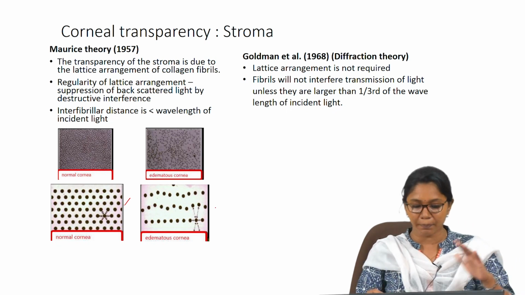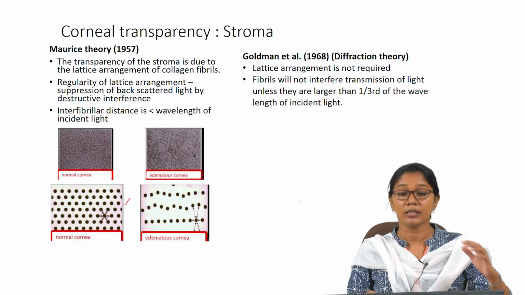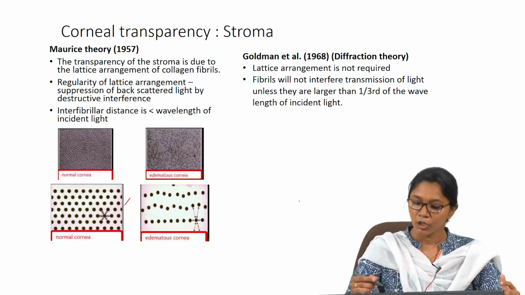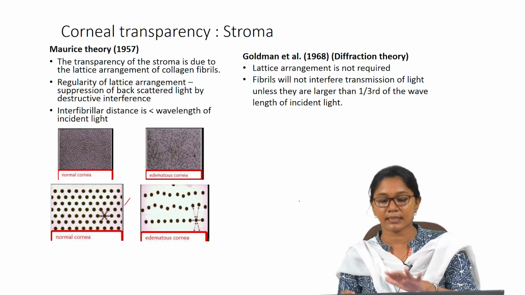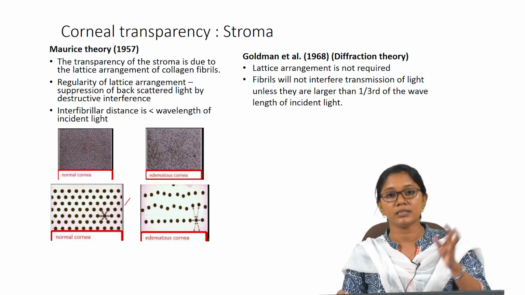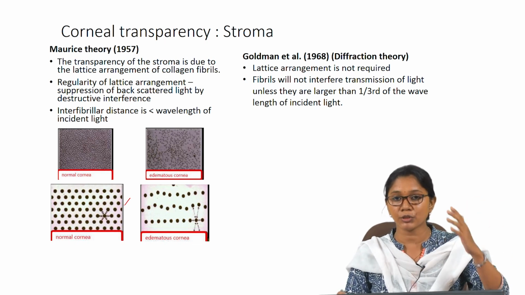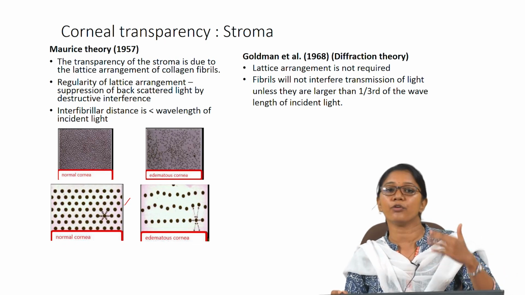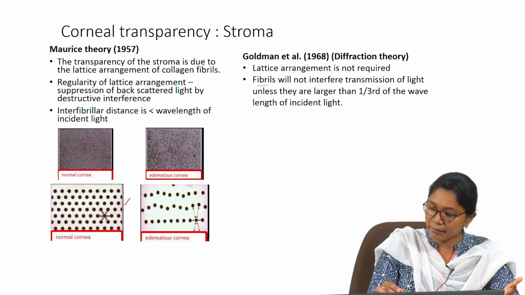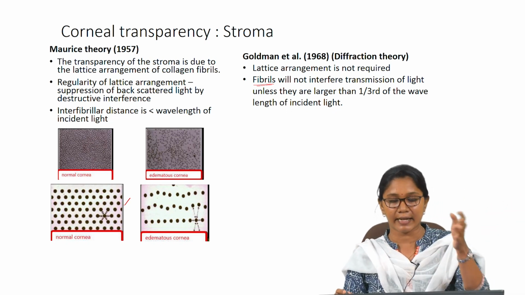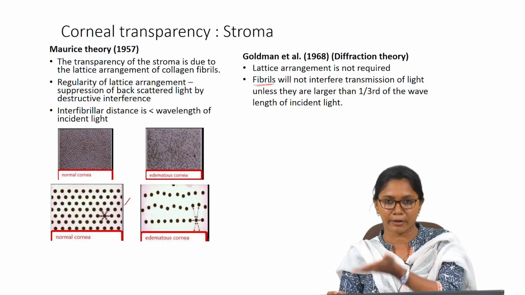So, this shows that the periodicity plays a major role in the transparency, that is the bulging or the clouding of your vision. Goldman later said that the lattice arrangement is not the only requirement. He has said that the fibrils do not interfere with the transmission of light until they are larger than 1/3 of the incident light. So, the fibril diameters are very small.